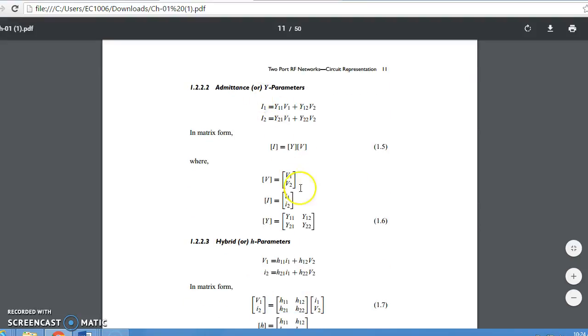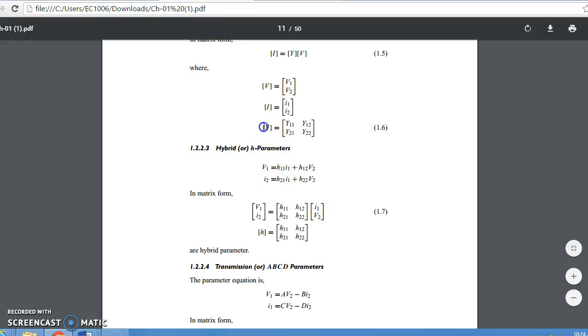In admittance, we have the Y parameters: I1 is equal to Y11 into V1 plus Y12 into V2, and I2 is equal to Y21 into V1 plus Y22 into V2. So finally we have the admittance matrix Y is equal to Y11, Y12, Y21, Y22.